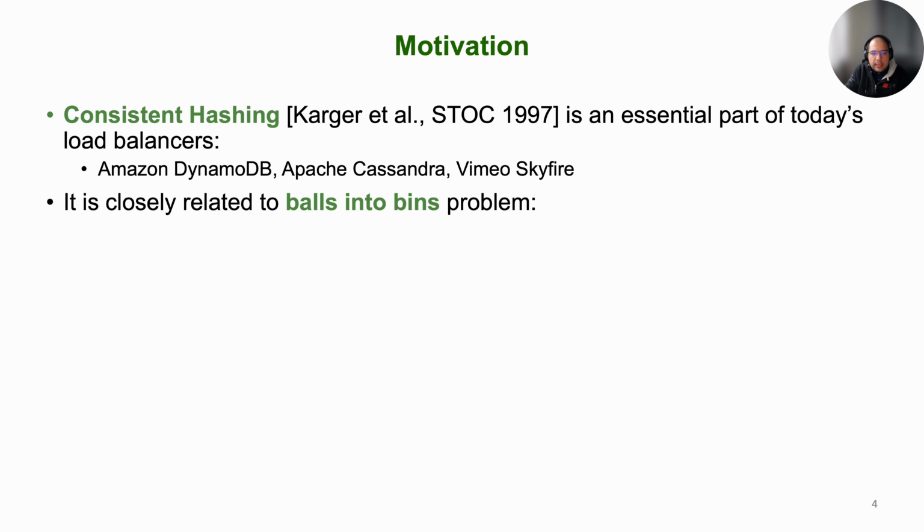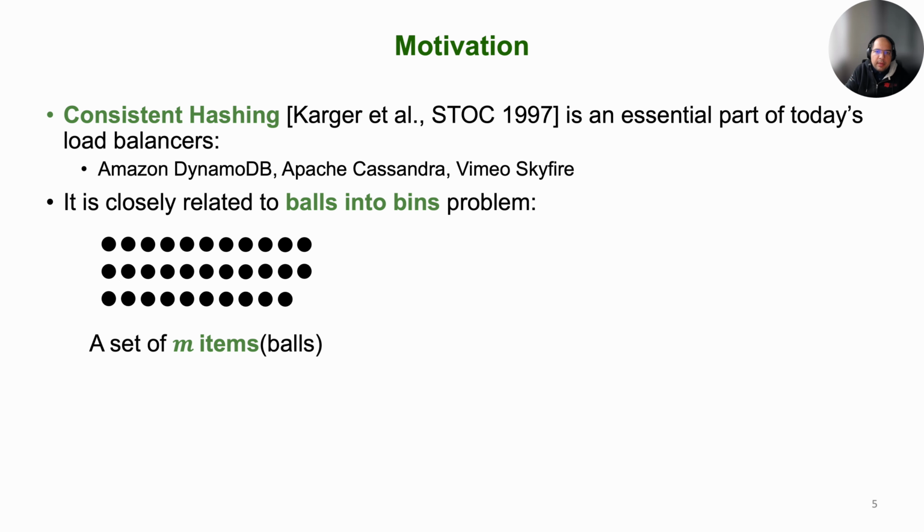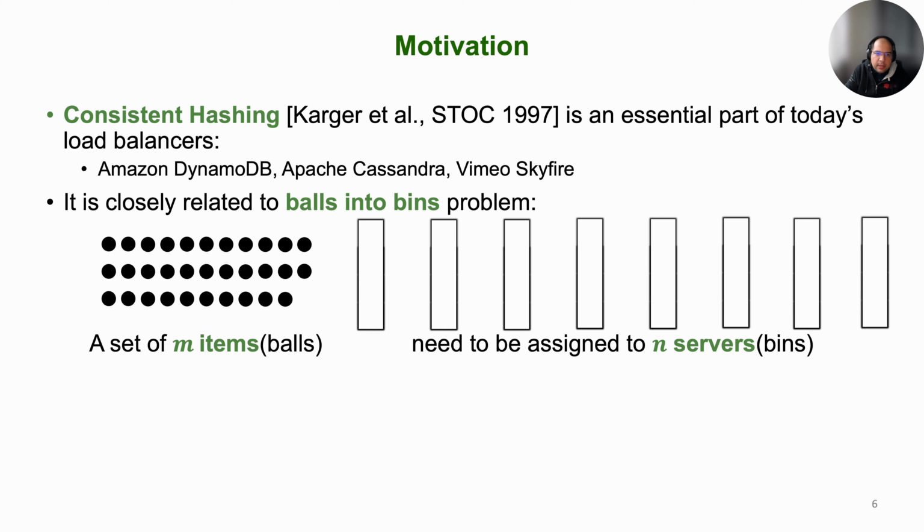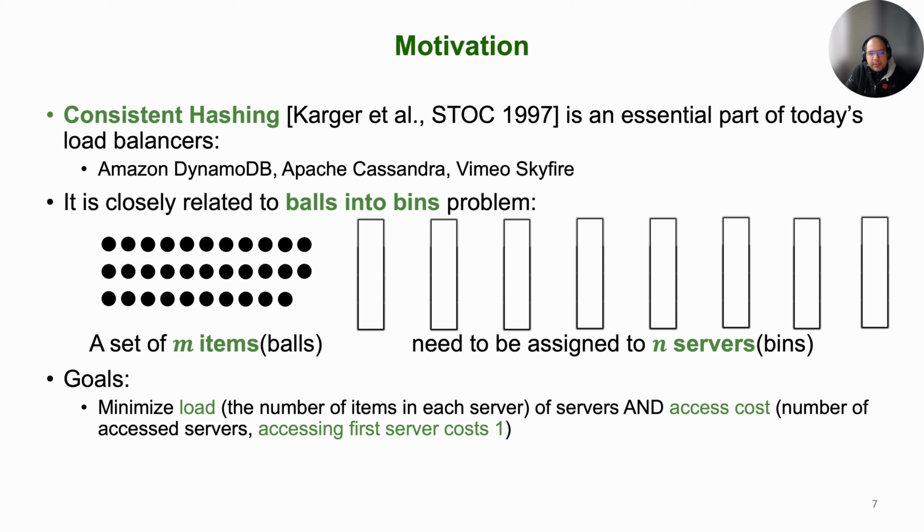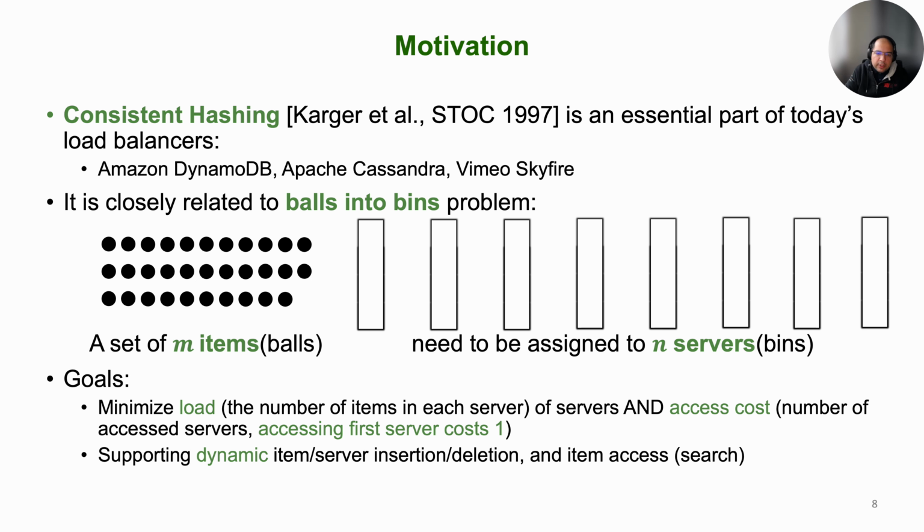So the problem of consistent hashing is very relevant to another problem known as balls into bins. In that problem and in our problem, we have a set of m items or balls that we want to assign to a set of n servers, and we want this assignment to have some properties. First of all, we want to ensure that the load, or the number of items in each server, is as uniform as possible, and also that the access cost is low. And then we also want to allow for dynamic insertions and deletions of items on servers, and we want to be able to access items very quickly. To provide all these properties, an idea was proposed in terms of consistent hashing.